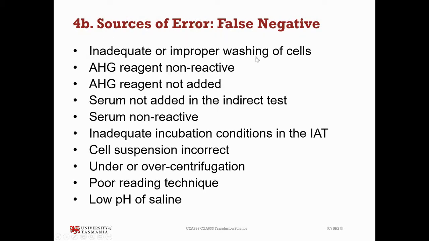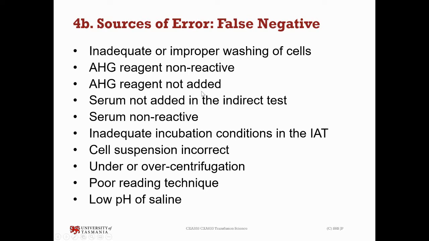inadequate or improper washing of cells. So it could be that you haven't washed the cells well enough and there's still some free antibody there, or it could be that you've overwashed the cells and you've lost a lot of your cells. That would affect your cell to serum ratio, wouldn't it, or your cell to plasma ratio. So it's very important to use the proper cell washing technique so that you wash your cells adequately, but you don't lose too many of your cells.